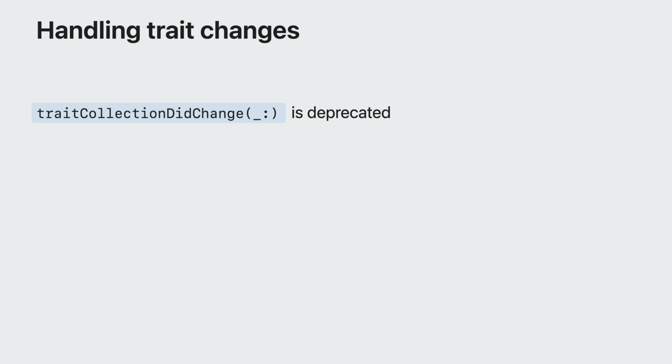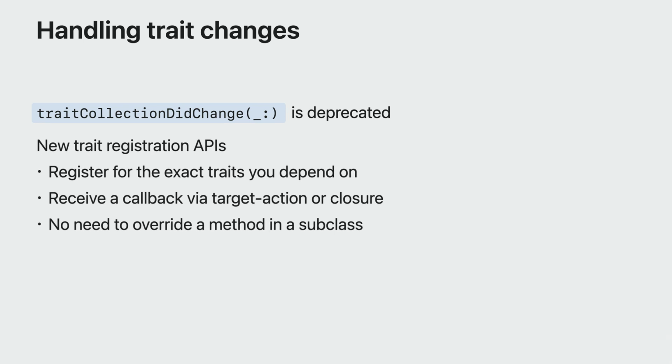In its place, there are new trait registration APIs that are more flexible and improve performance. By registering for changes to specific traits, the system knows exactly which traits you depend on. The new APIs allow you to receive callbacks using the target action pattern, or a closure. And because you no longer need to override a method in your subclass, it's now easy to observe trait changes from anywhere.